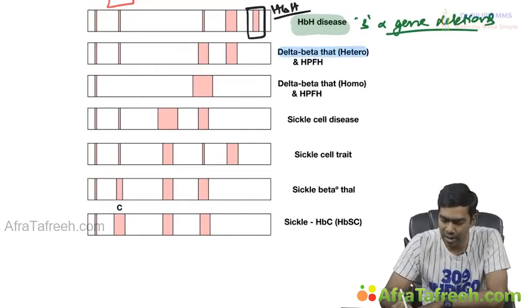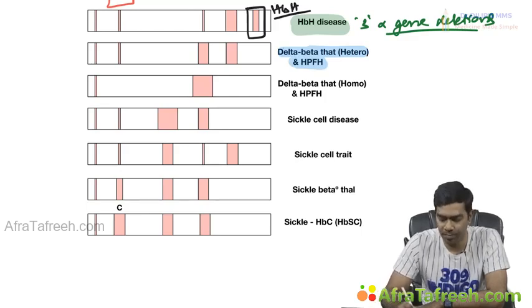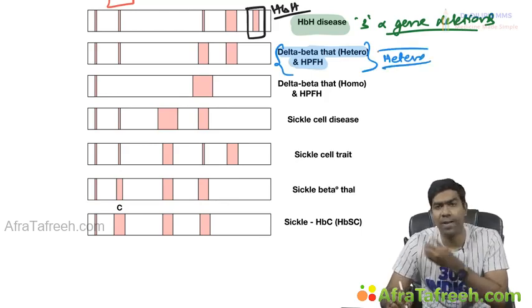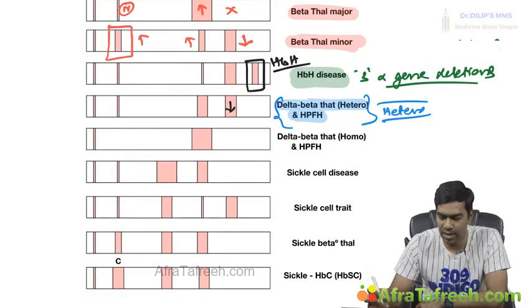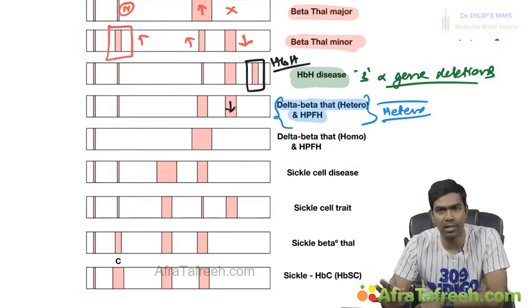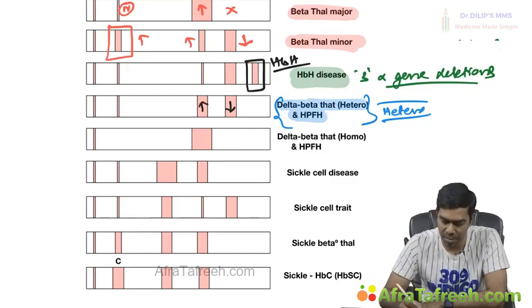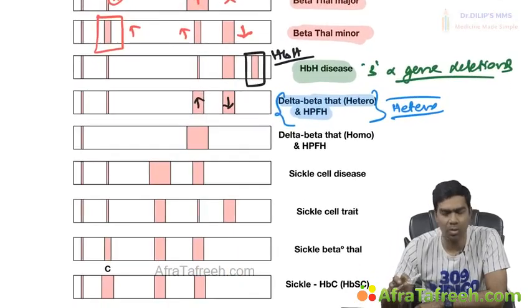And next you are seeing delta beta thalassemia and hereditary persistence of fetal hemoglobin. Both are heterozygotes. So what happens in this condition is your HbA is decreased. Definitely in delta beta thalassemia, the entire delta and beta genes are completely gone, and your hemoglobin F will definitely be increased. There is no doubt about that.